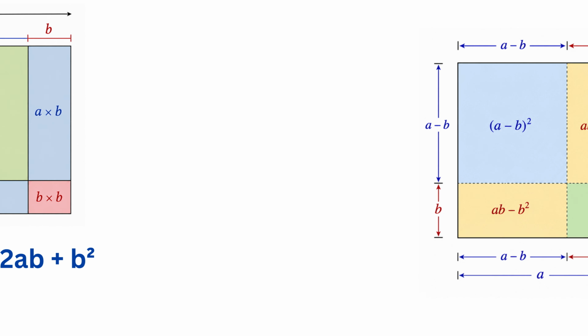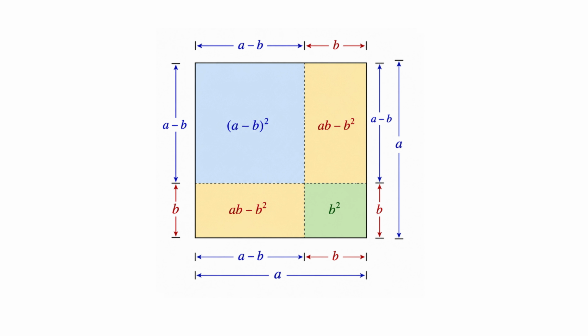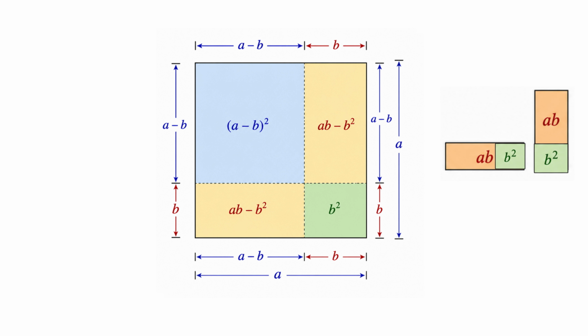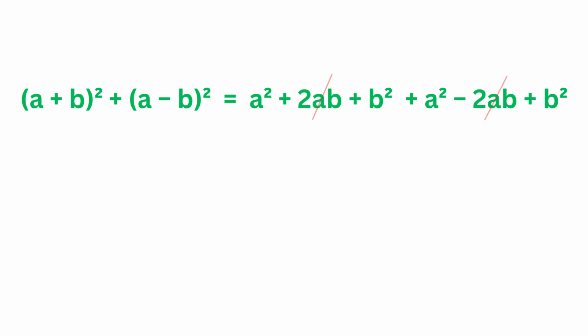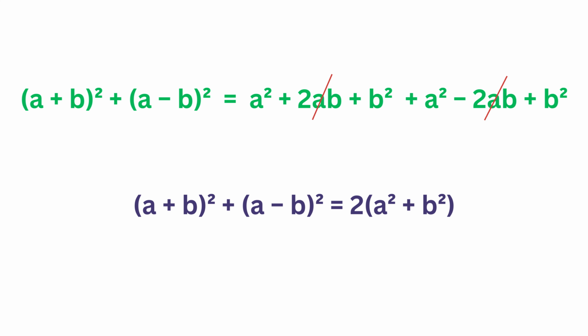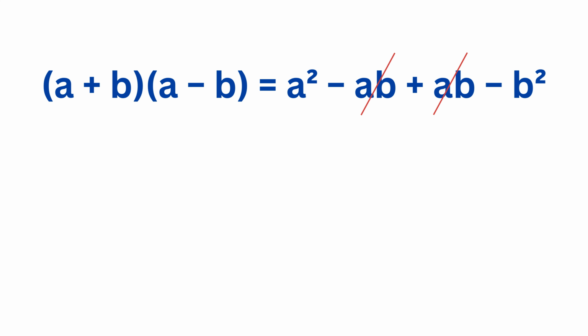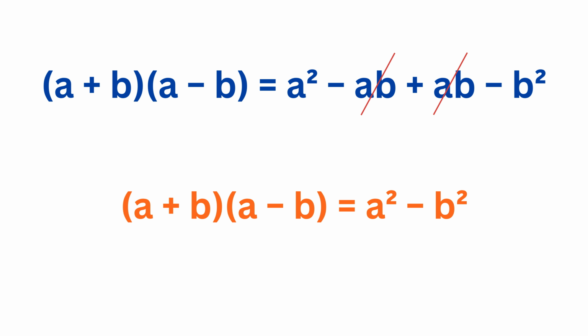For a difference, begin with a square of side A and remove strips of width B. Two rectangles of area AB disappear, but the small B into B square is removed twice, so it must be added back once. (A minus B) squared equals A squared minus 2AB plus B squared. Put these identities together and the middle terms cancel. (A plus B) squared plus (A minus B) squared equals 2 into (A squared plus B squared). Another cancellation gives an especially useful identity. (A plus B) into (A minus B) equals A squared minus B squared.